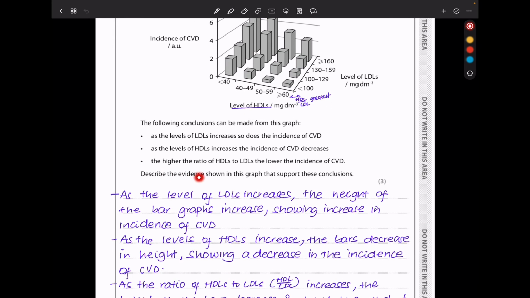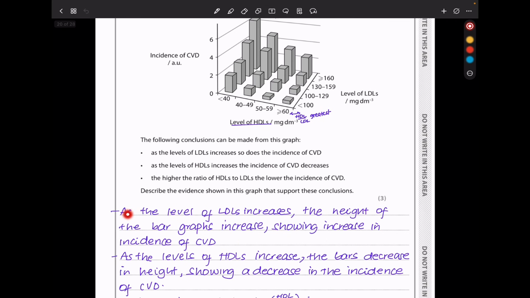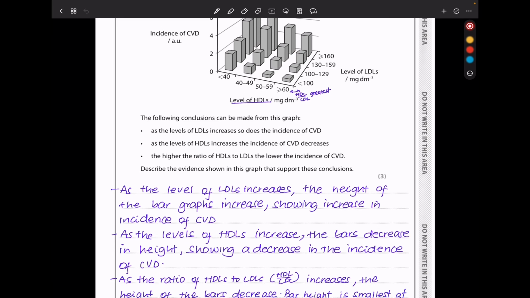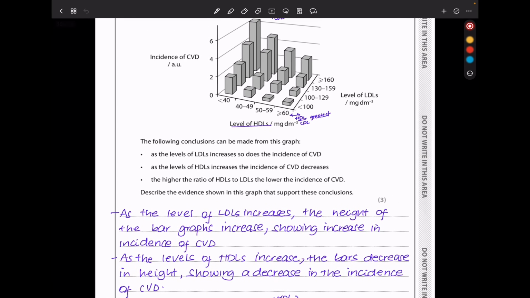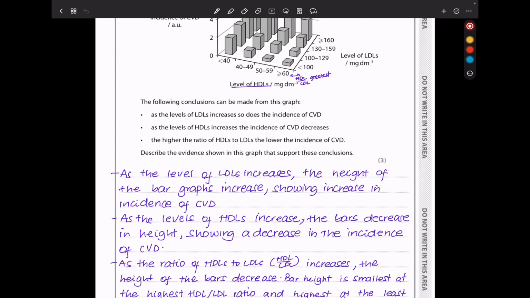They say describe the evidence shown in this graph that supports these conclusions. As the level of LDL increases, the height of the bars increases, showing an increase in incidence of CVD. We can see LDL increasing, or the bars are becoming higher or taller. And then as the levels of HDL increase, the bars decrease in height. We can see going from the other side to this side, they decrease in height, showing a decrease in incidence of CVD.